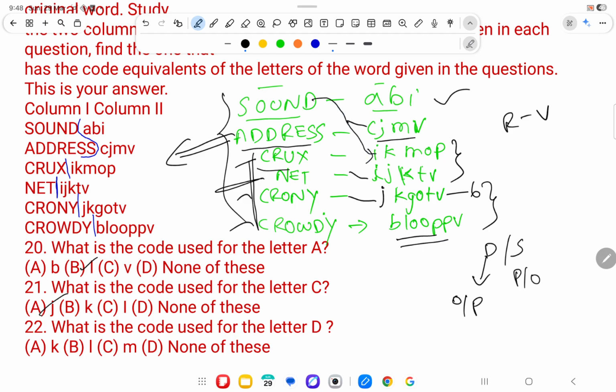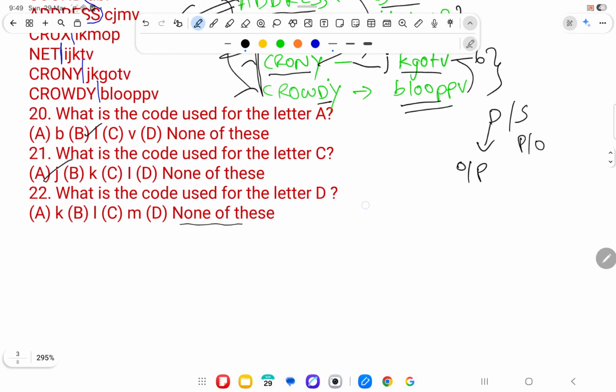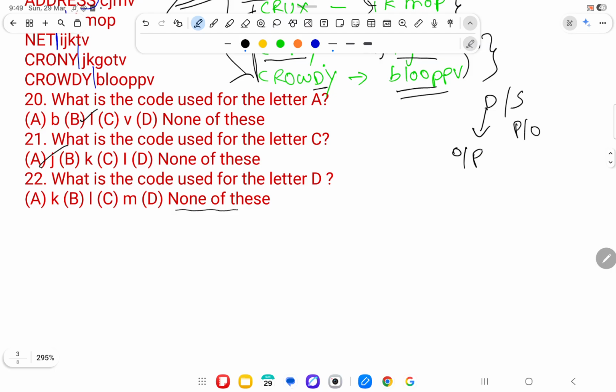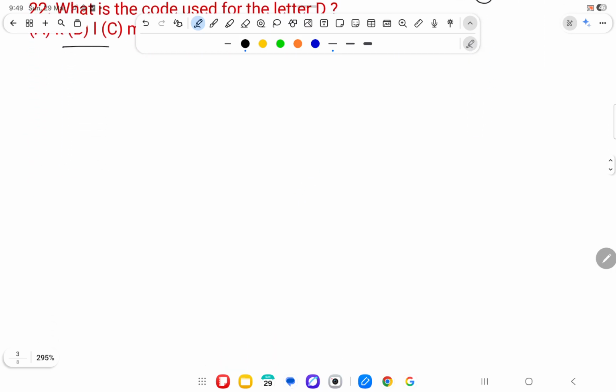the third one. Then the 5 letter crowdy is for IJKTV. Now crowdy, there is a D. So in these both, what is common? O is common. So I will go with O. D is for O. So none of this. None of this is our answer, because the other letter is P, and P is also not there. O is not there, P is not there. We can go for none of this.